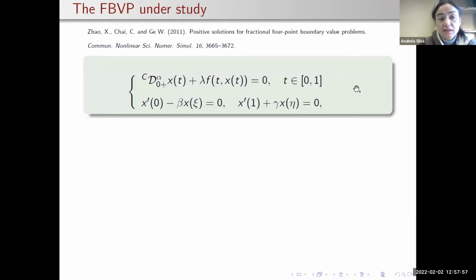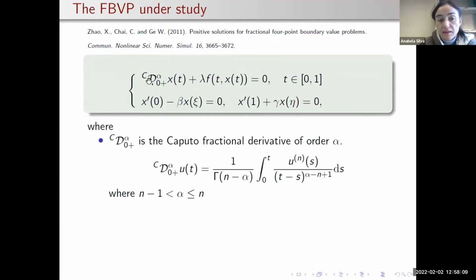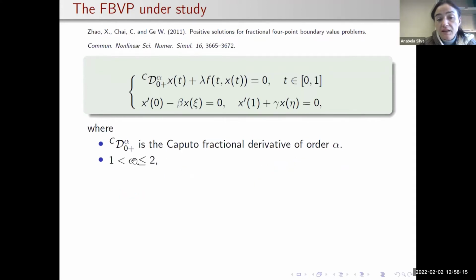So the problem that we study is a problem that we can find in a paper of 2011 by Zhao, Sun, and Ge, where they studied a problem like that. Here we have the Caputo derivative of order alpha. In particular, the alpha that we consider in this work is between 1 and 2. Lambda is a positive parameter. Xi and eta that appear in there are constants between 0 and 1. Beta that appears here and gamma that appears in here are constants also between 0 and 1.